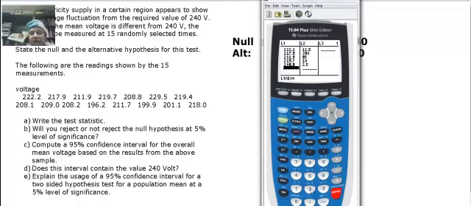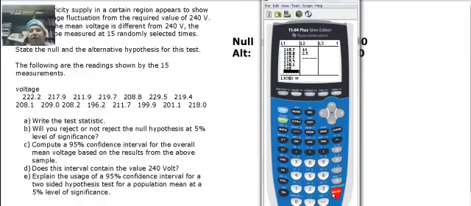208.8, right? 229.5, right? 219.4. Okay, I could have stopped the recording, but that's okay, right? And enter the numbers, but watch carefully, okay?